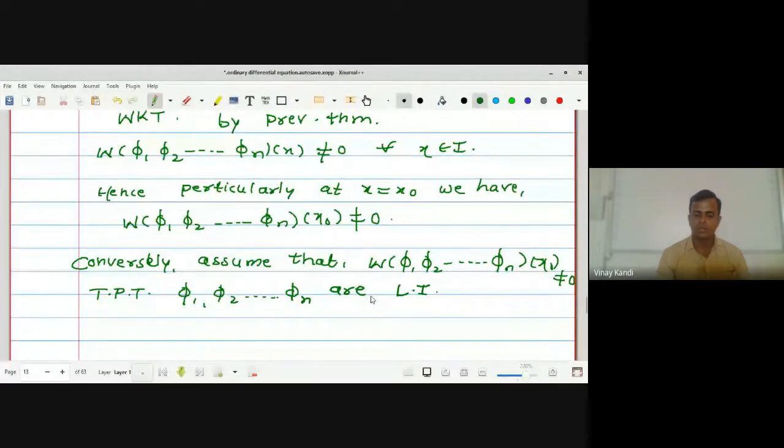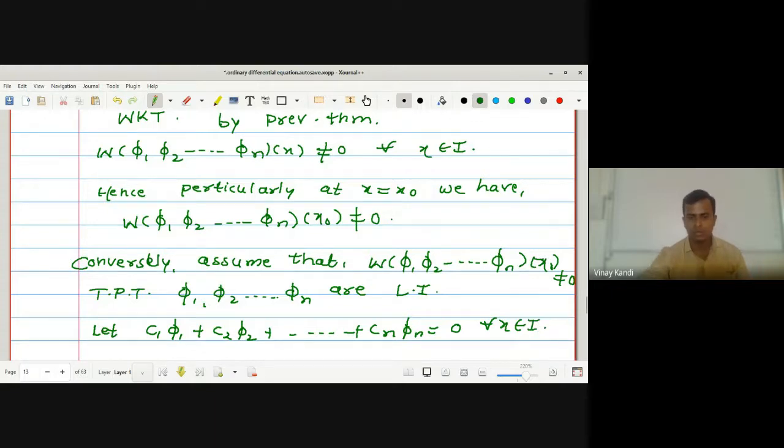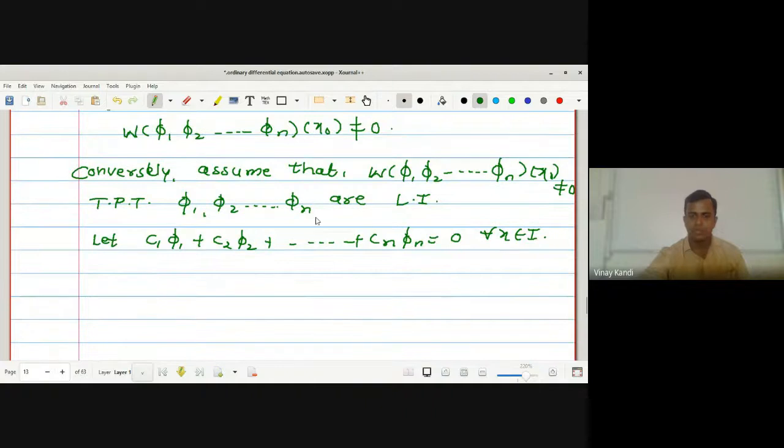For this, let C1 phi 1 plus C2 phi 2 plus up to Cn phi n is equal to 0. We assumed this one. We have to prove that these solutions are linearly independent. It means that we have to prove that all the coefficients, all the Ci's, must be zero. Give it as equation number one.